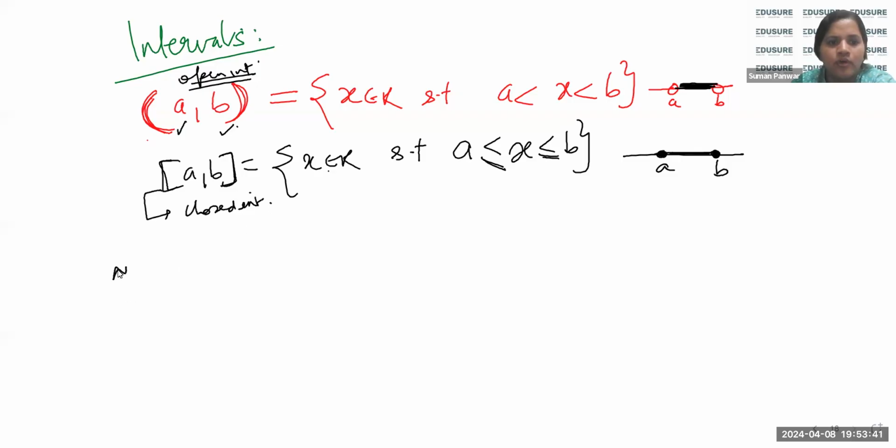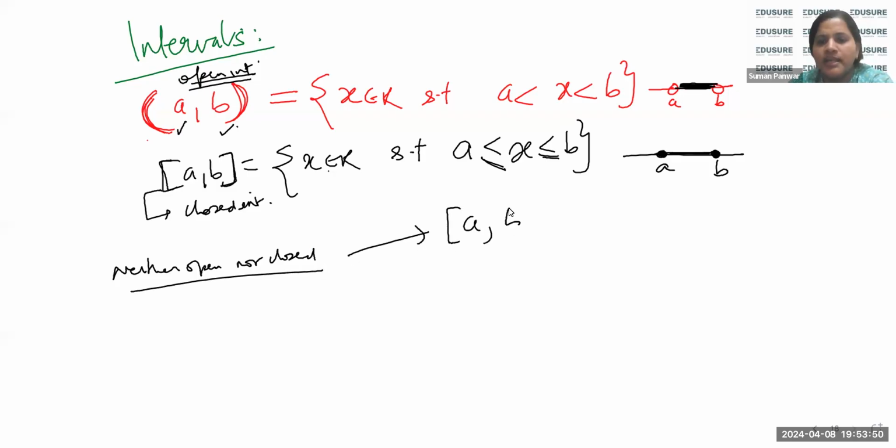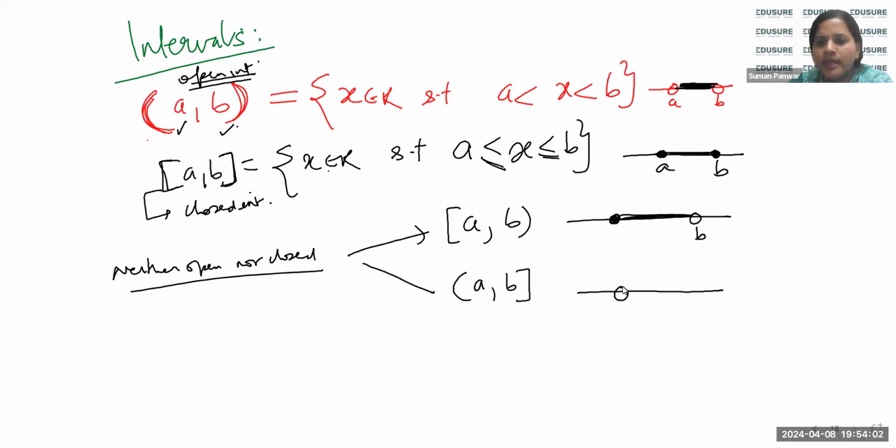अब जो neither open nor closed हैं, they are of this kind: closed at A, open at B, and open at A, closed at B. This is going to look like A included, B not included, इनके बीच का सब कुछ. And this is going to be A not included, B included, everything including between these two elements.